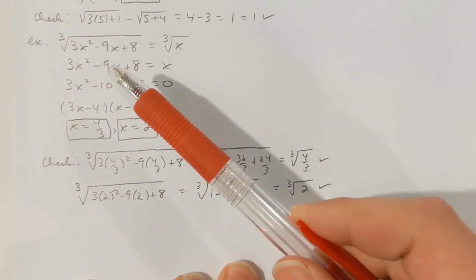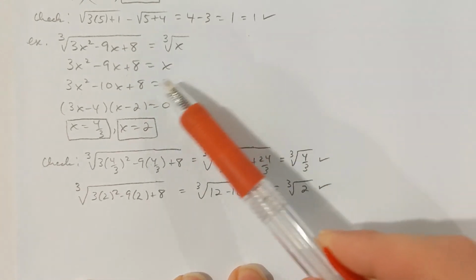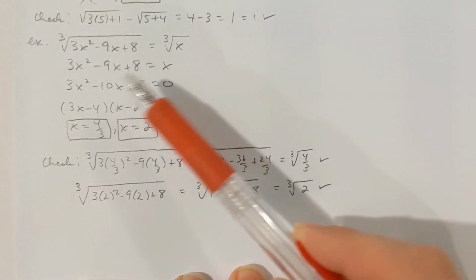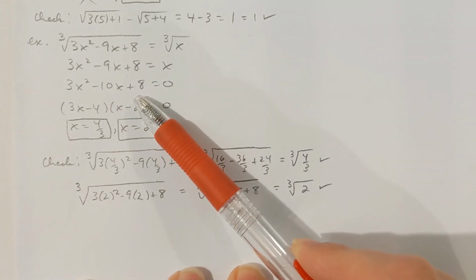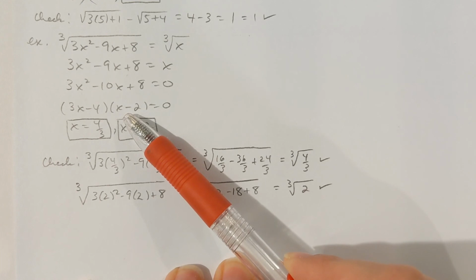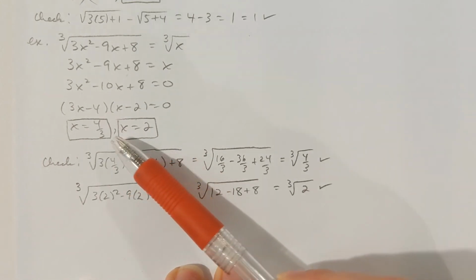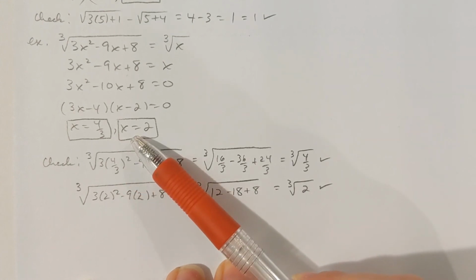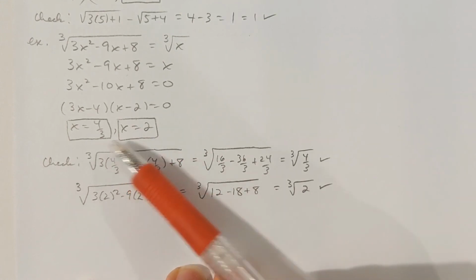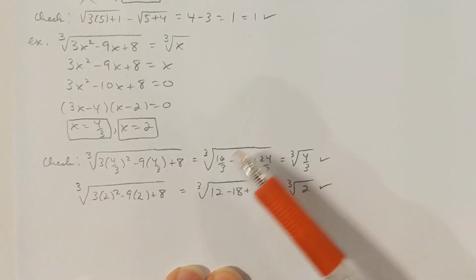So I would begin by cubing both sides, and that makes the radicals go away on both sides, which is nice. Subtract x, and now I've got a quadratic. This one is going to factor nicely. Okay, and when I set the factors equal to 0, I get x equals 4/3 or x equals 2. Both of those are going to check. Here I've got my check procedure on that.